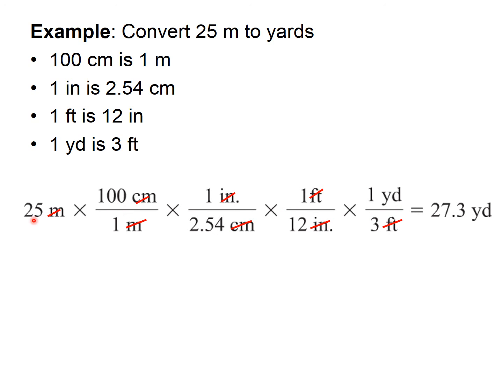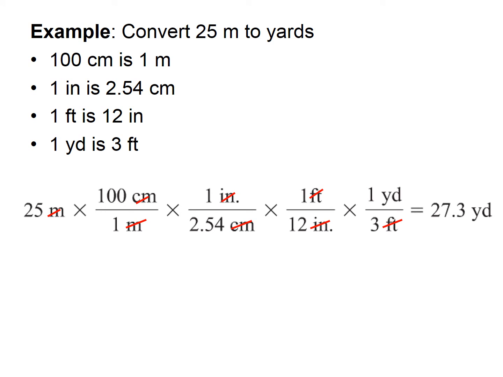So now the arithmetic I need to do is 25 times 100 times 1 over 2.54 times 1 over 12 times 1 over 3. And I get 27.3 yards. I could have also thought about this as 25 times 100 divided by 2.54 divided by 12 divided by 3, and I would have gotten the same answer. So there we have it. 25 meters is equal to 27.3 yards.